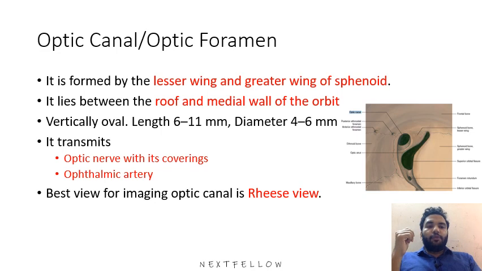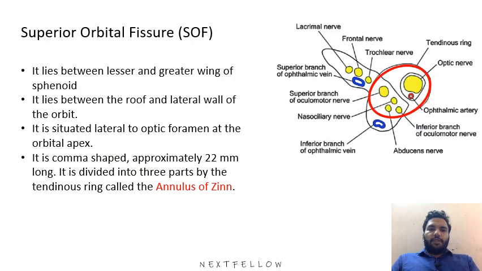The best view for imaging the optic canal is Rhese view. So coming to this optic canal, if there is an affliction, this is called orbital apex syndrome. So if there is any affliction of the optic foramen, what happens is the eyesight will be lost. That is the main thing which you should know. So this is very important.